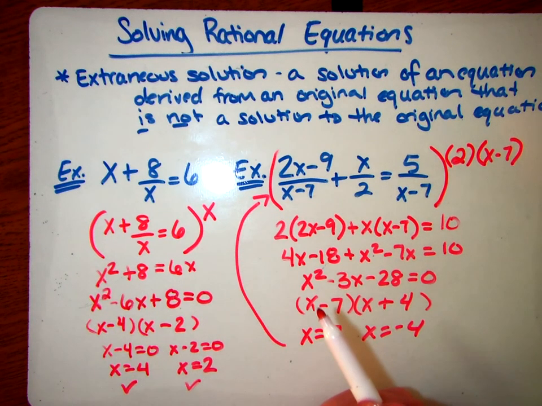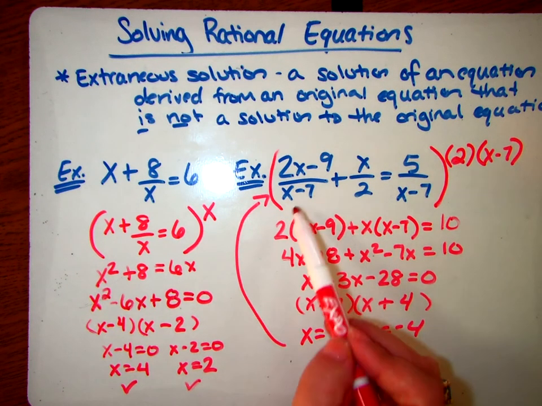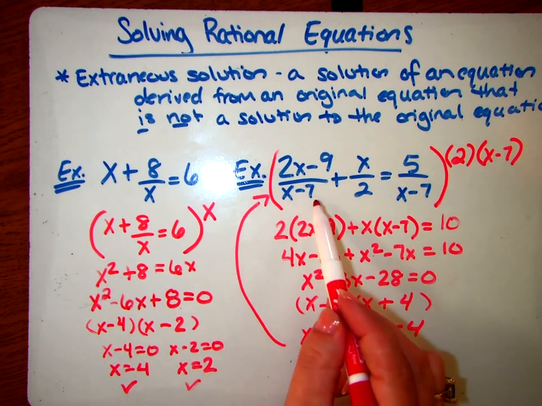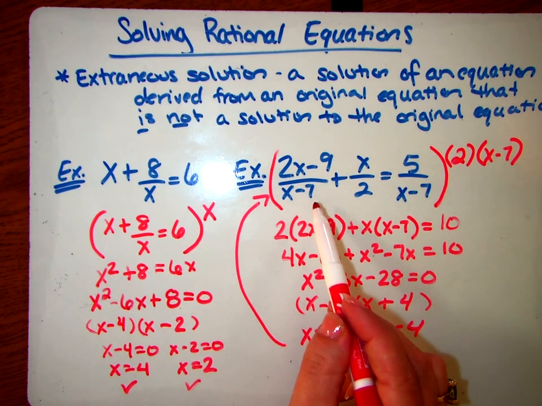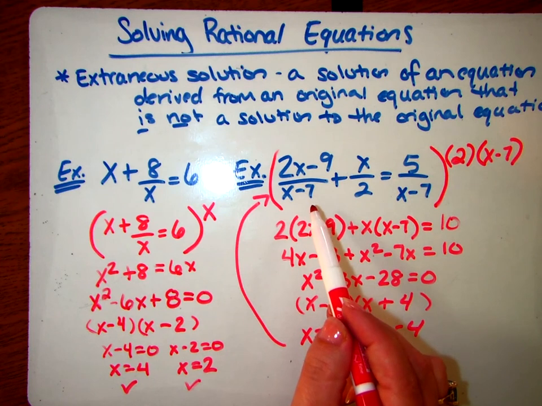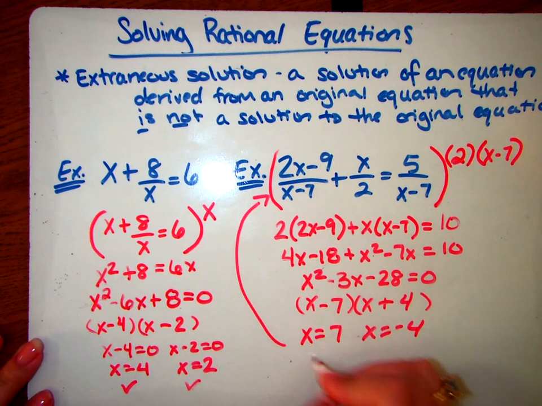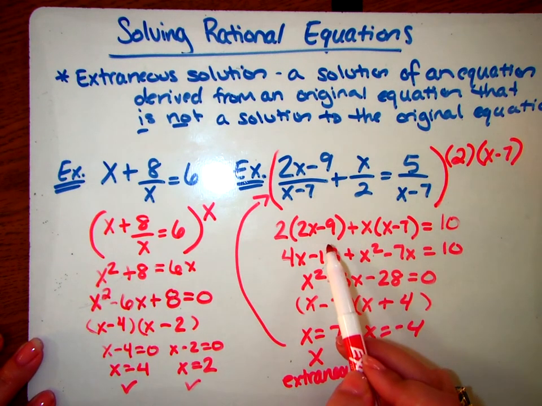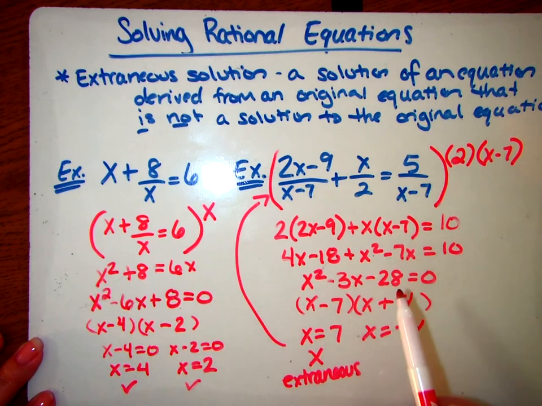Now, to save time for everybody, look at your denominator first. If I plug in a 7, 7 minus 7 is 0. And in algebra, we never want 0 in our denominator. It would be undefined. So right away, I know that's extraneous. It's an answer to my derived equation, but not to the original equation.